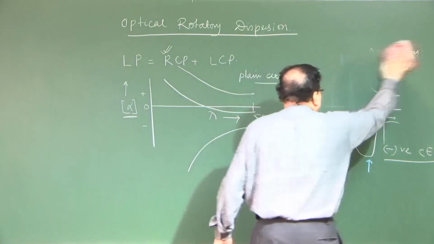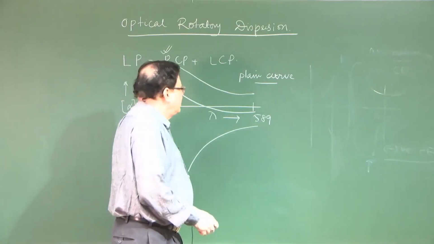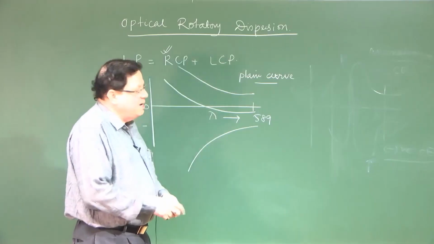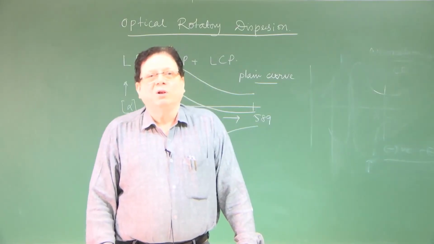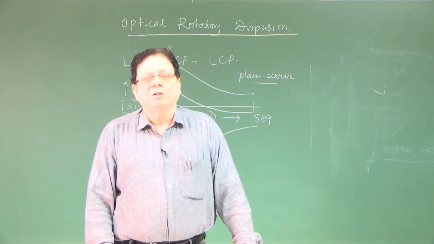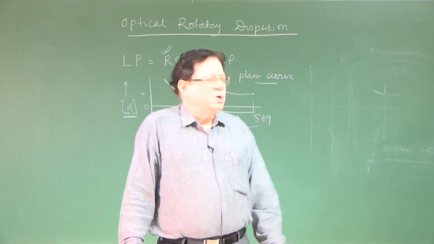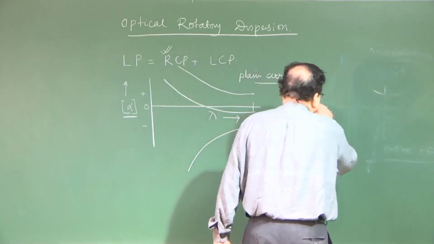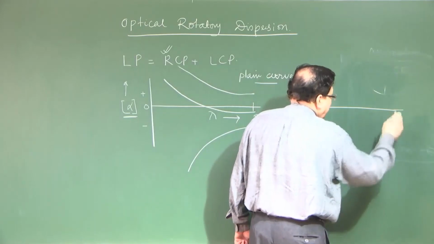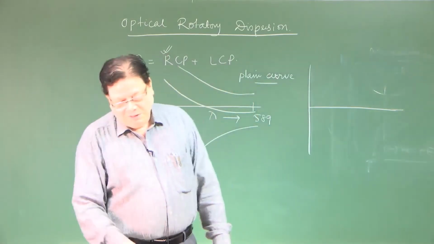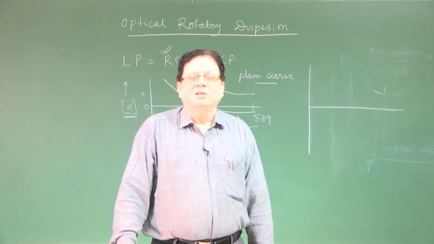Okay. Now, what is the use of a plane curve? That is the first question. What is the use of a plane curve? Now, the plane curve is used mainly to establish the chiral nature of a molecule. Not all molecules, but there are some molecules which have a very minimal rotation at the sodium D light wavelength. Okay. So, if you have a molecule which shows very little or minimal rotation at 589 nanometer, now the experimentalist who is measuring the rotation might think that it is not a chiral compound.